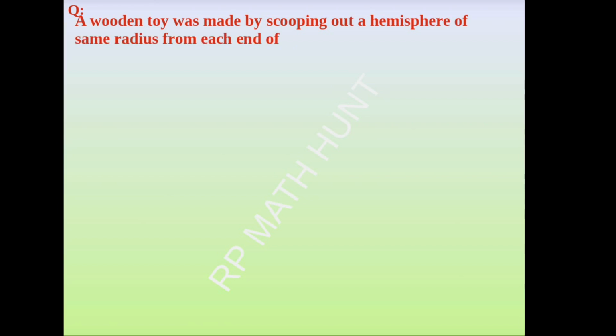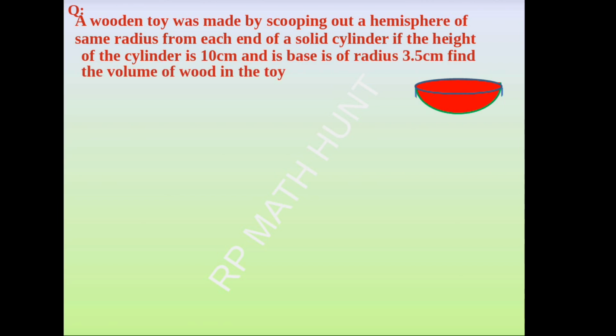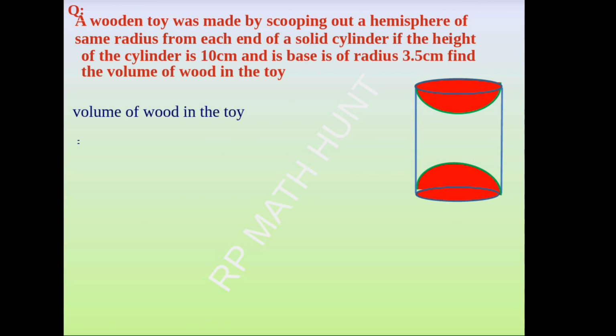A wooden toy was made by scooping out hemispheres of the same radius from each end of a solid cylinder. If the height of the cylinder is 10 centimeters and base radius 3.5 centimeters, find the volume of the wood in the toy. Volume of the wood in the toy is equal to the volume of the cylinder minus 2 into the volume of a hemisphere.